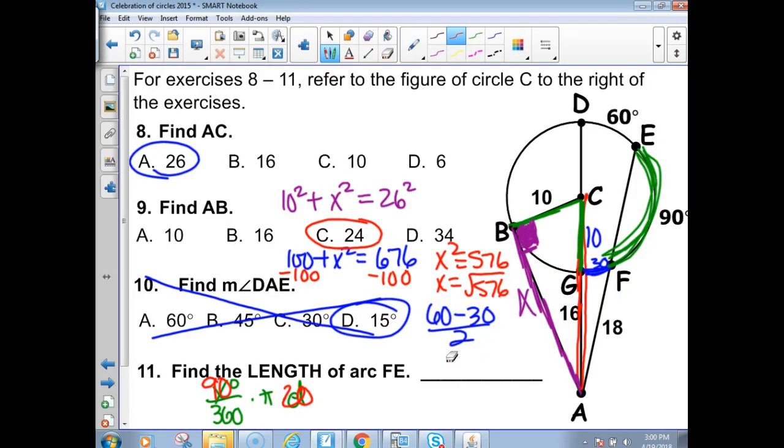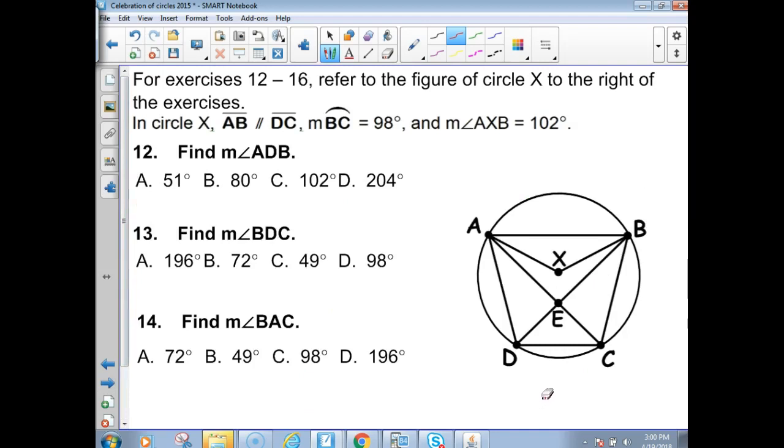15.7. And you need, I don't know, there's no label, so I wouldn't mark off for no label. Can't do that. For exercises 12 to 16, we're using the circle with center X. All right, let's see what they gave us. They said AB is parallel to DC.